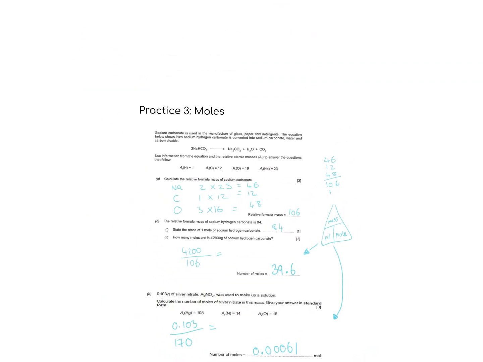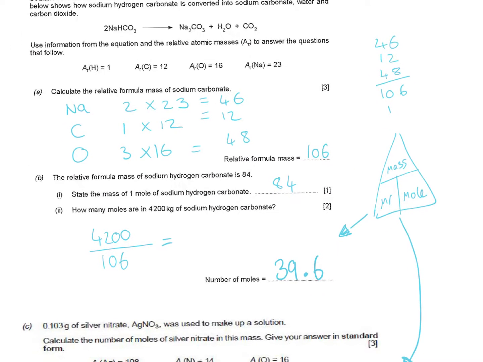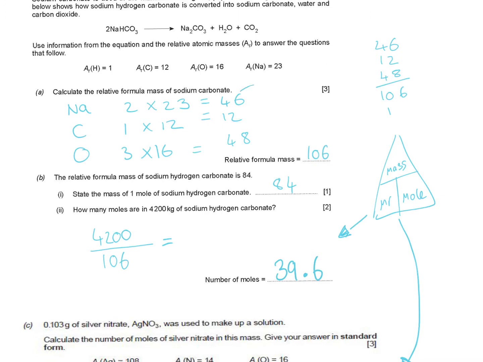The first one says calculate the relative formula mass, so that's just working out the Mr. I've done the table, so you've got two sodiums, 1 carbon, 3 oxygens, all added up, and that was 106. Okay, the relative mass of sodium hydrogen carbonate is 84. What is the mass of 1 mole? You would do Mr times moles, so you've got 1 mole, so it would be 84 grams.